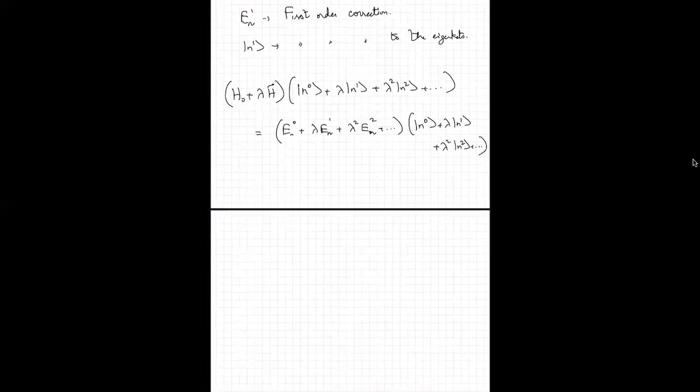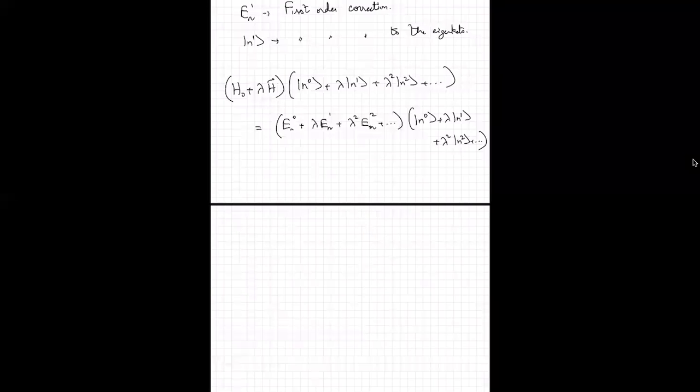So how can an equation like this be equal? It can be equal if every power of lambda on the left hand side is equal to the same power of lambda on the right hand side. That is the only way in which this equation can hold true. So let us write down all terms proportional to lambda to the power 0. There is only one term, which is H0 times |n0⟩ on the left hand side.